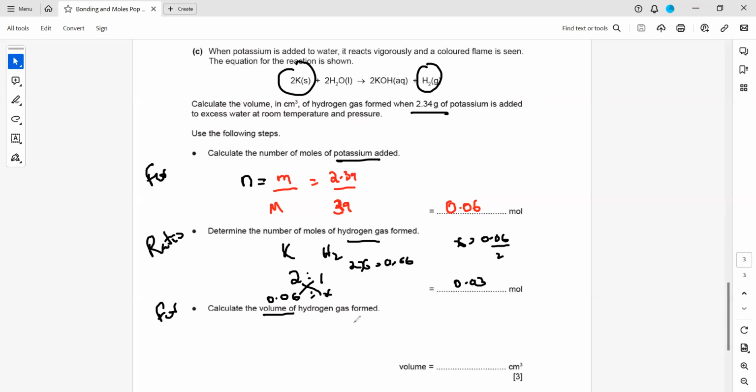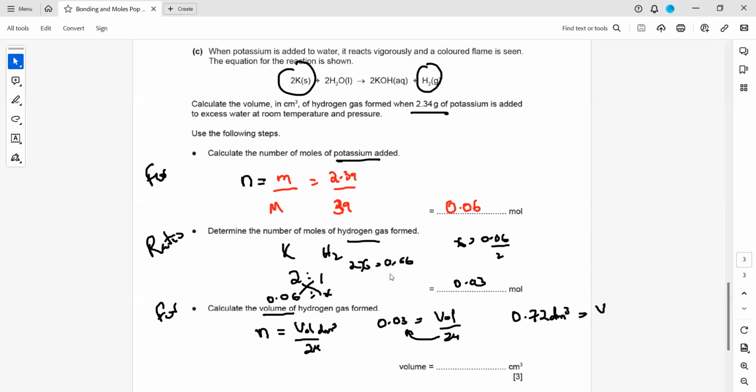Then we need the volume of hydrogen. Because hydrogen is a gas, moles equals the volume of the gas in decimeter cube divided by 24. We have the moles 0.03, and we need the volume. Since it's divided by 24, on the other side it will be multiplied. So 0.03 multiplied by 24 gives 0.72 decimeter cube.